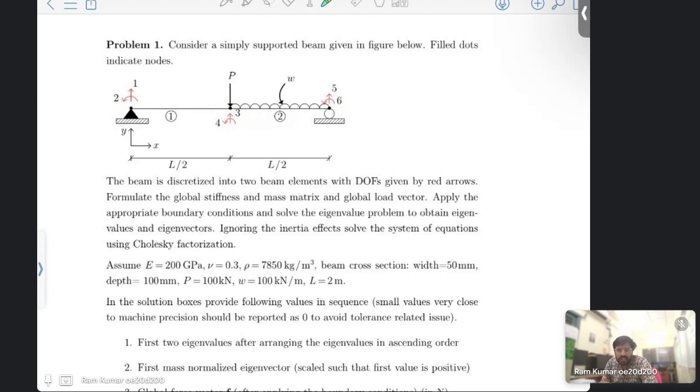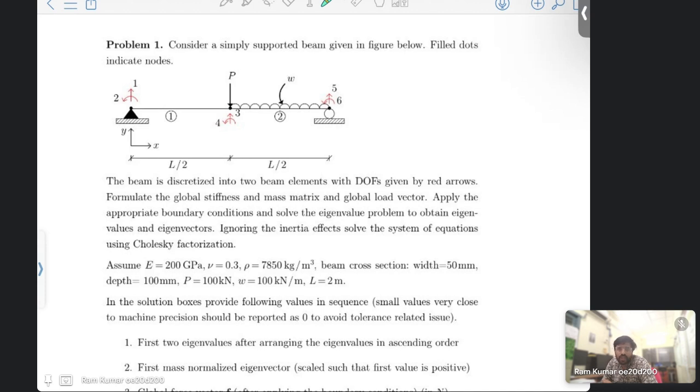The beam is subjected to a load. The beam is discretized into 2 beam elements with degrees of freedom given by the red arrows. These are the degrees of freedom. So each node has 2 degrees of freedom. Formulate the global stiffness and mass matrix and global load vector. Apply the boundary condition and solve the eigenvalue problem to obtain eigenvalues and eigenvectors.